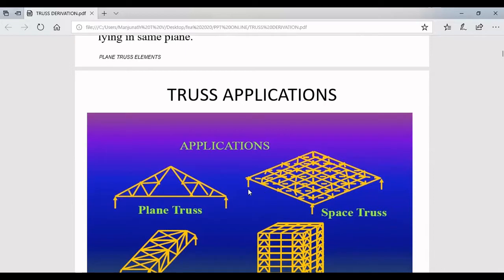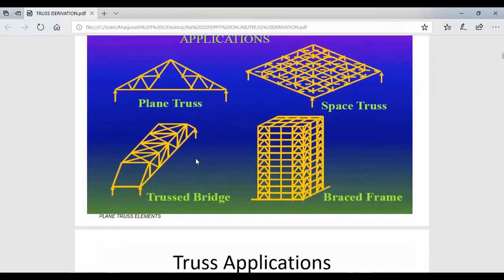Similarly, if you take a space truss, there will be 3 degrees of freedom. Along the x, y and z directions, we can do the analysis to get the nodal displacements at each node. The structures will be like this for the space truss and plane truss. Similarly, there are many types of structures which exist in engineering.